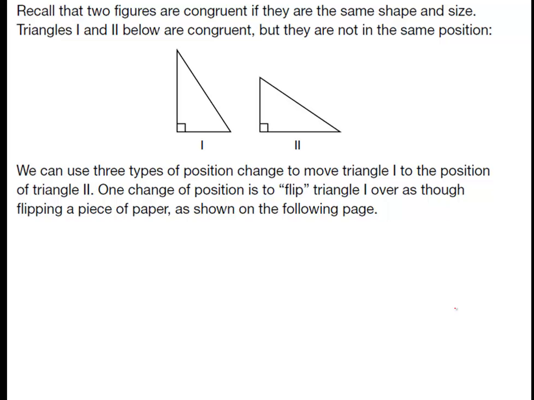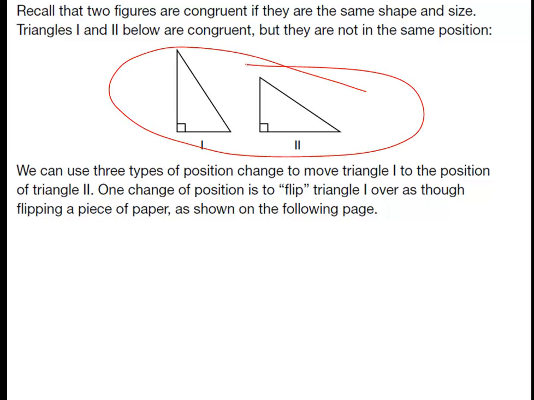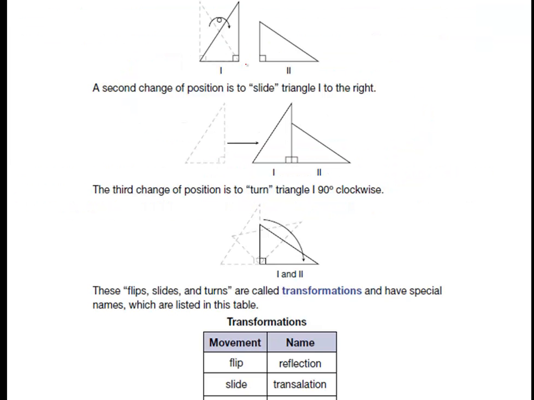Recall that two figures are congruent if they are the same shape and size. If you look down here, both of these are congruent. They're not in the same position, but they are the same shape and size. One's just kind of fallen over on its side. So we can use three types of position changes to move triangle 1 to the position of triangle 2. One change of position is to flip triangle 1 over, as though flipping a piece of paper, as shown right here. Second, we can slide it over, and third, we can rotate it down.